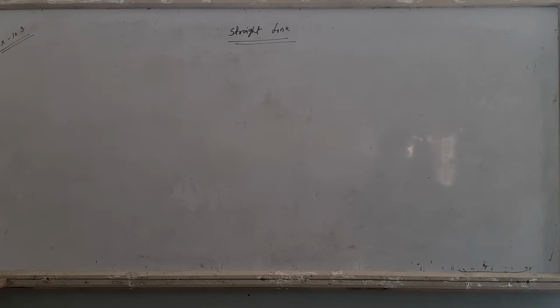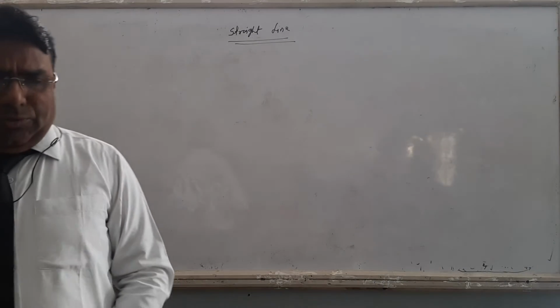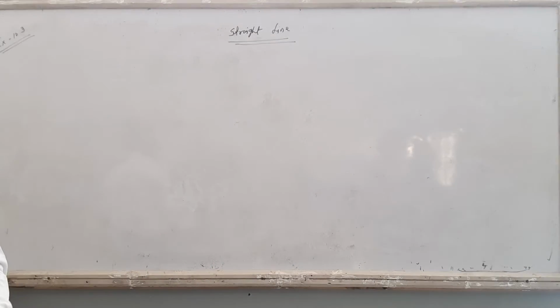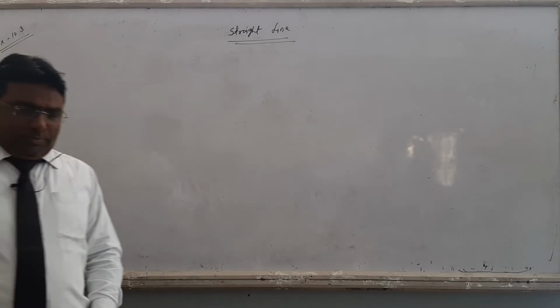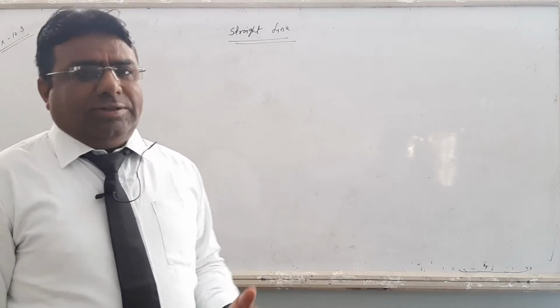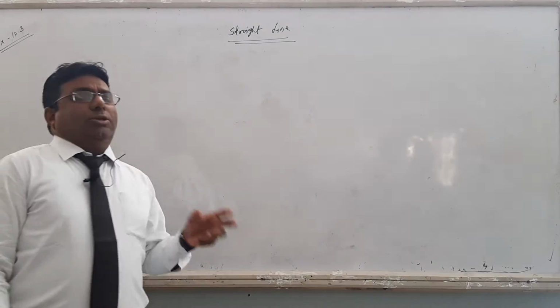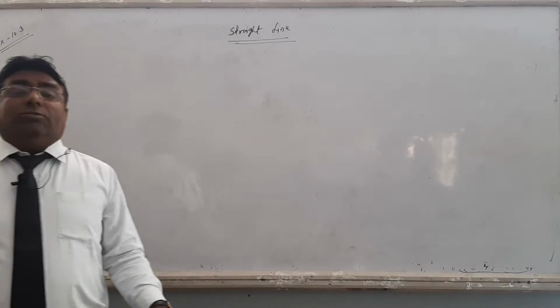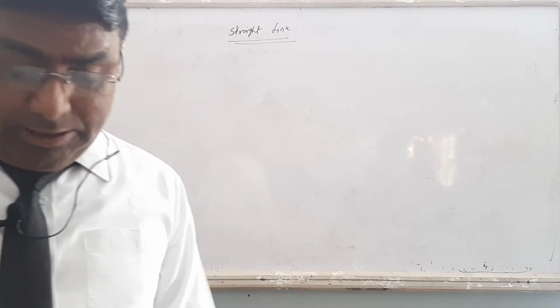Now, the straight line in general form. There are five forms. One is the point slope form. What is the equation of a line in point slope form? It is y minus y1 equals m times (x minus x1). Point is given, slope is given, then apply this formula. Now the second: what is the equation of a line in two-point form? y minus y1 equals (y2 minus y1) upon (x2 minus x1) into (x minus x1).